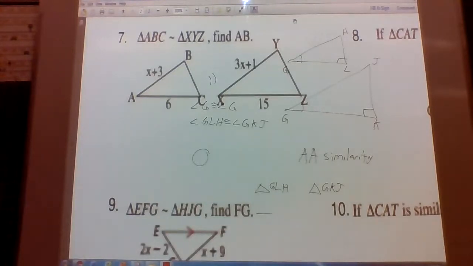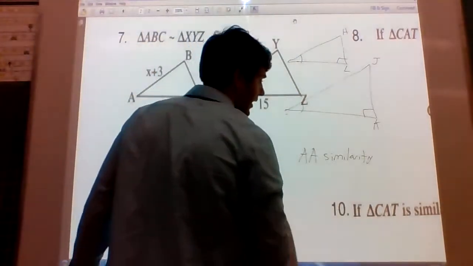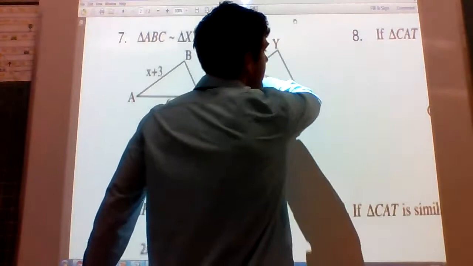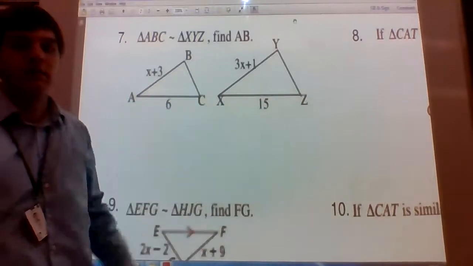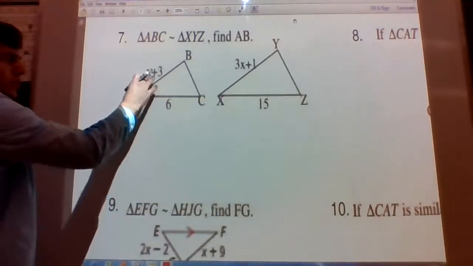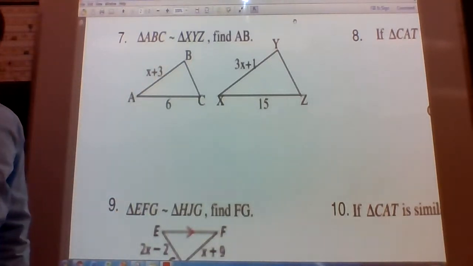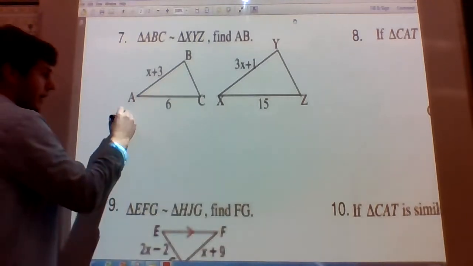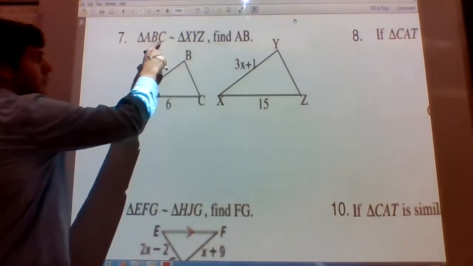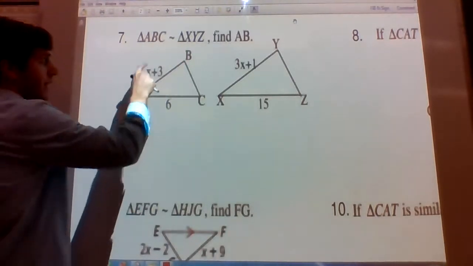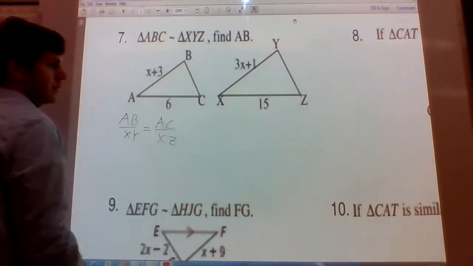Triangle ABC is similar to triangle XYZ. What does that mean? Well, it means that the corresponding angles are congruent, and the corresponding sides are proportional, meaning the ratio for each set of corresponding sides is equal. So here we have 2 sets of corresponding sides. We know they're proportional because the triangles are similar, so we can set up our proportion. AB corresponds with XY. AC corresponds with XZ. We can substitute in our numbers.